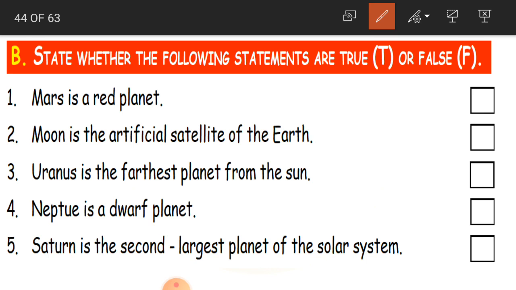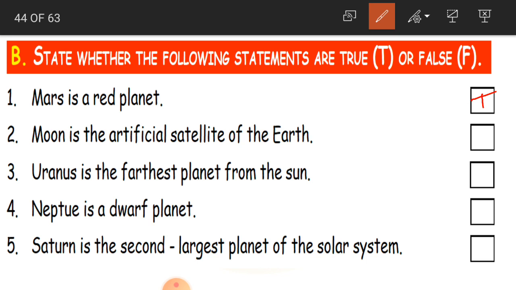Is it true, children? Yes, it is true. Why? Because the surface of the planet Mars is red in color because of the red soil and even the rocks on this planet are also red in color. So that is why Mars is called a red planet. So this is true.